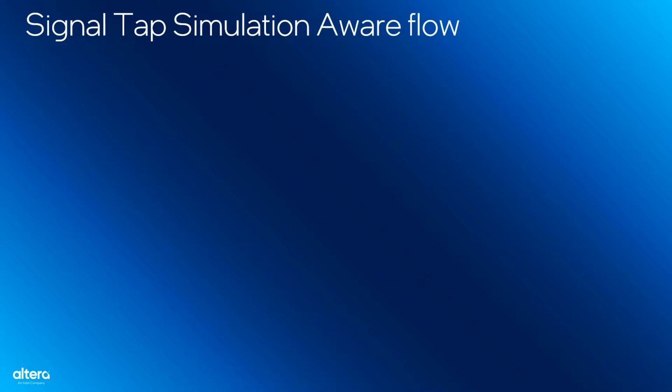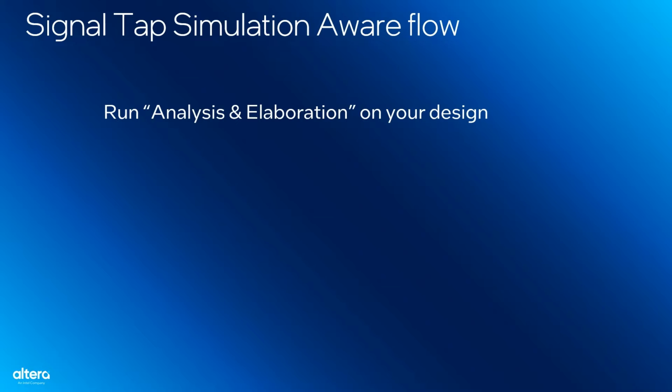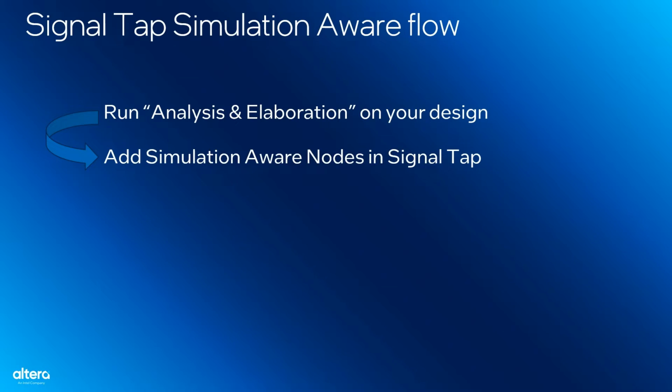To make use of simulation-aware SignalTap, first run Analysis and Elaboration to generate the Design Pre-Synthesis Netlist. Then, open SignalTap and add Simulation Aware Nodes. The Simulation Aware Node Finder will help you find the minimum required nodes to simulate your selected hierarchy.